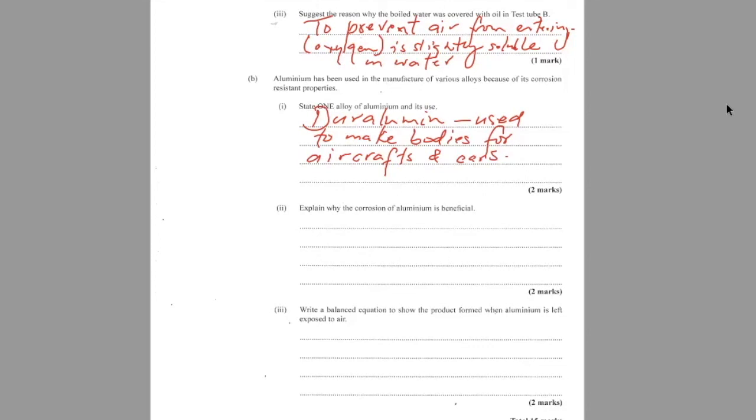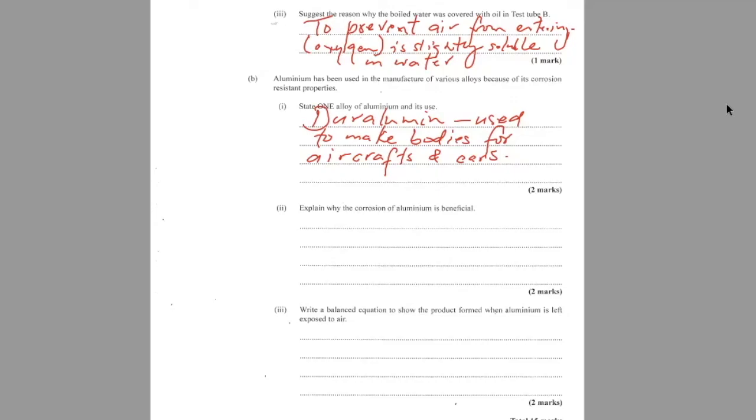Part 2, explain why the corrosion of aluminum is beneficial. Can you believe it? Can something be corroding and it's beneficial? All right, so this is it. When aluminum reacts with oxygen, aluminum oxide is formed. Now this layer of oxide adheres to the metal, and it protects the metal that is beneath the surface.